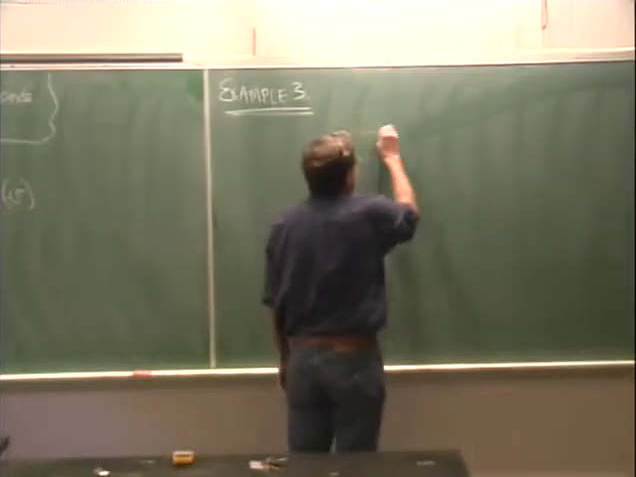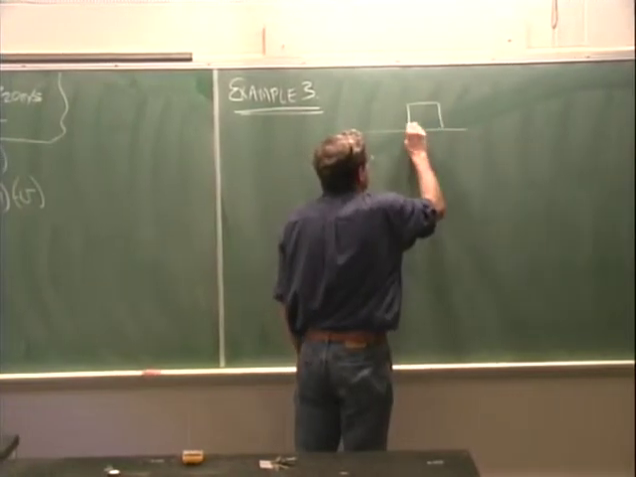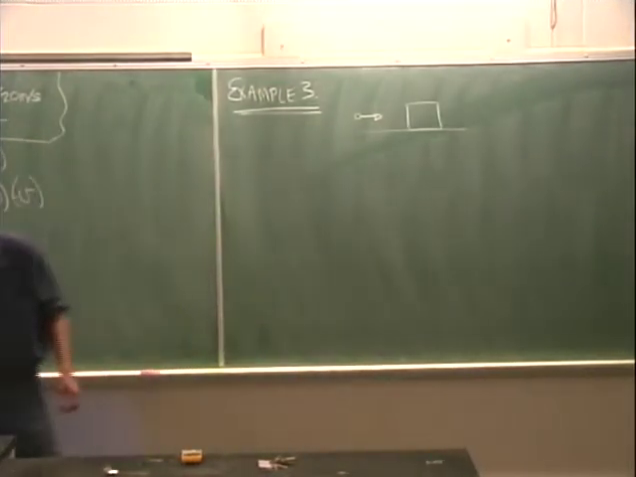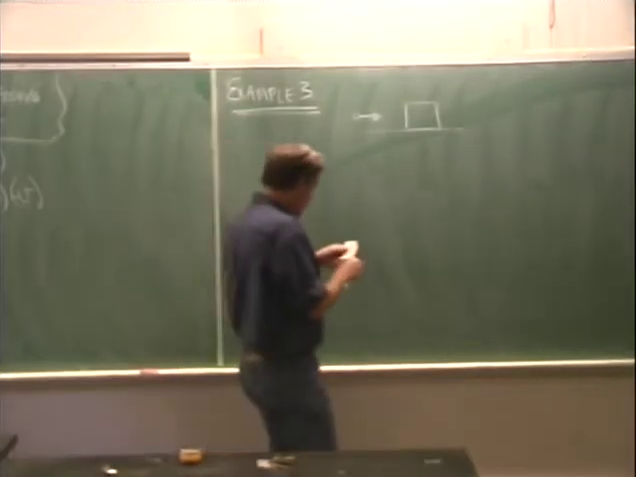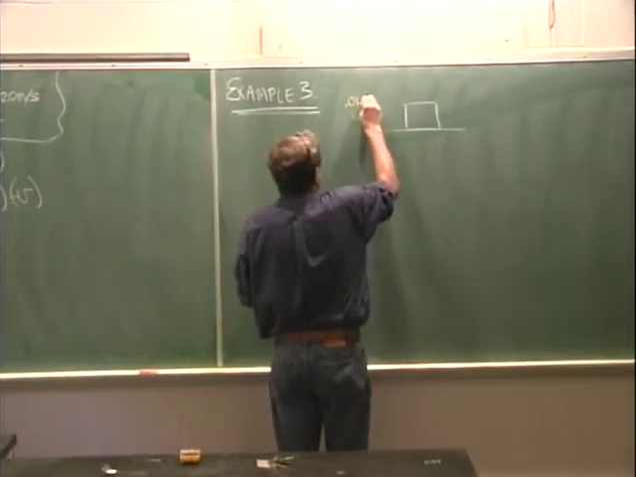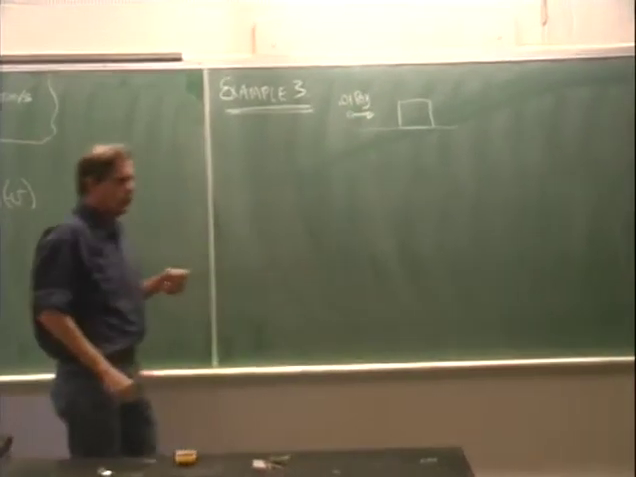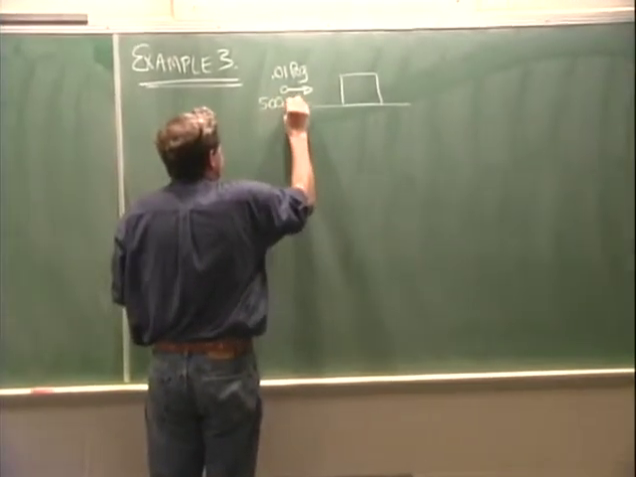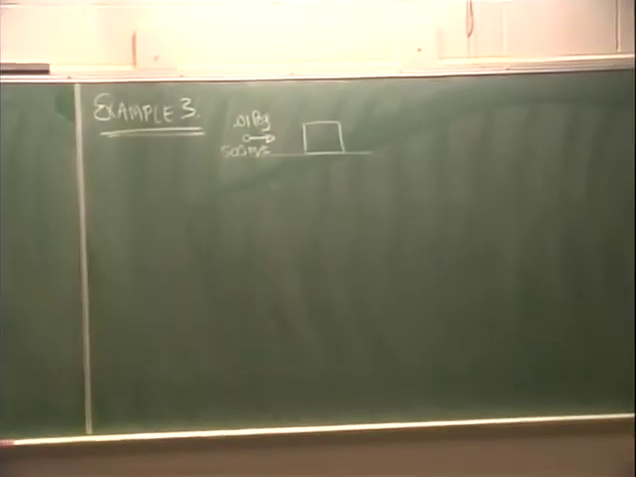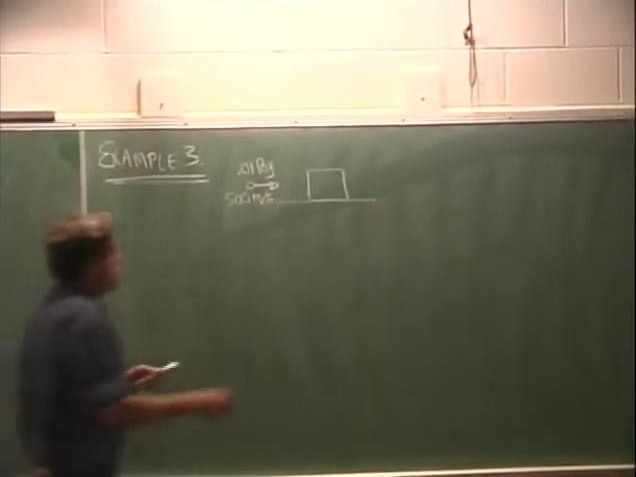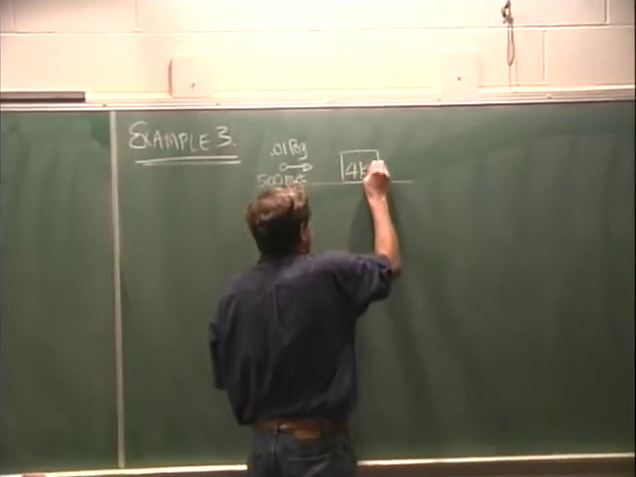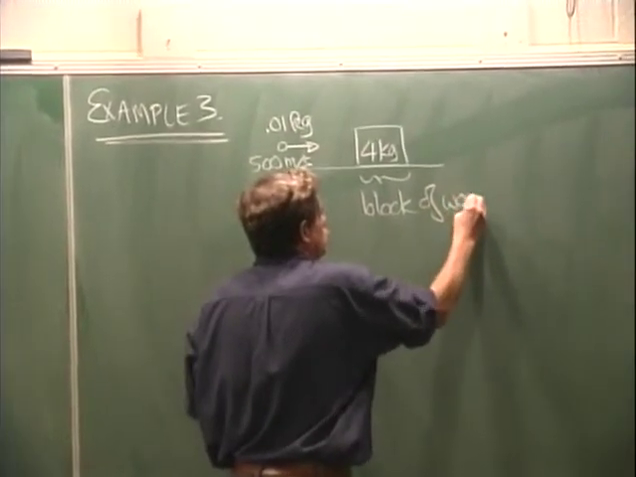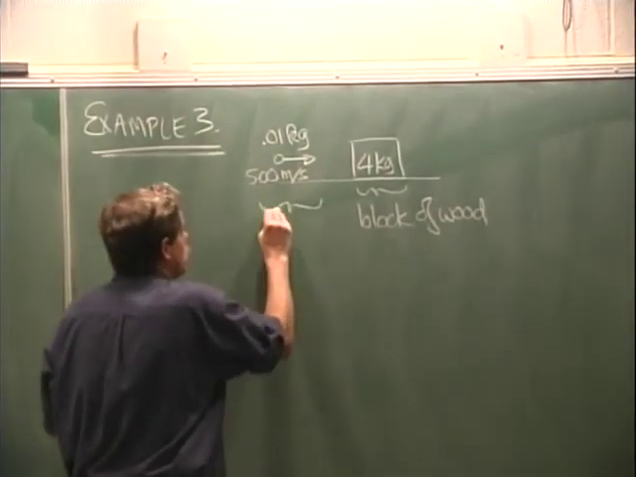I imagine that we've got a block of wood here, and somebody fires a bullet into it. This is a 0.01 kilogram bullet, 10 grams, and it's going at 500 meters per second. I don't know if that's a reasonable speed or not. It encounters a block of wood at 4 kilograms. And here is a bullet coming along.